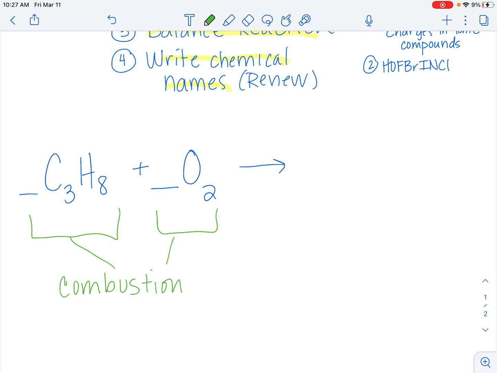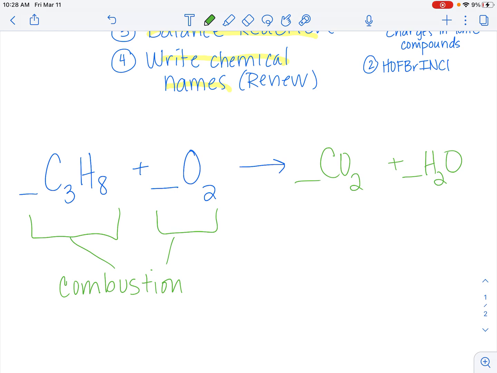Okay, that's step 1. Now that I've classified this, what do I know about combustion reactions? They always have the same products. Those products are carbon dioxide and water, or dihydrogen monoxide if we're using the chemical names. Okay. Right? And those are both written correctly. Number 3 is balance the reaction.